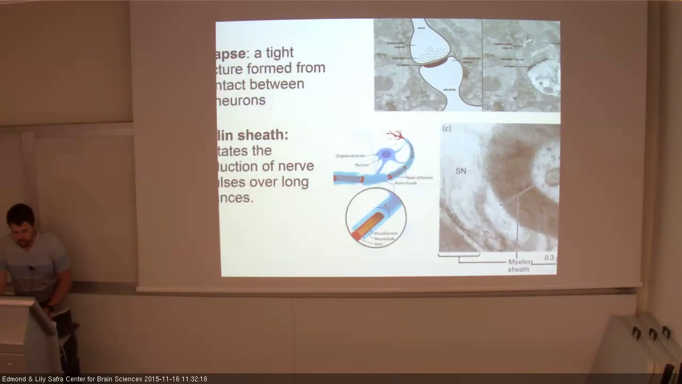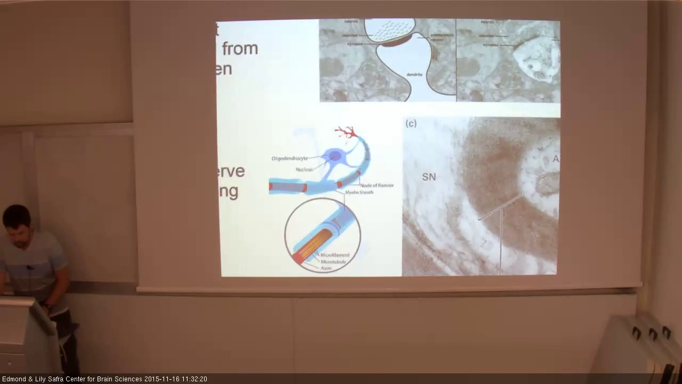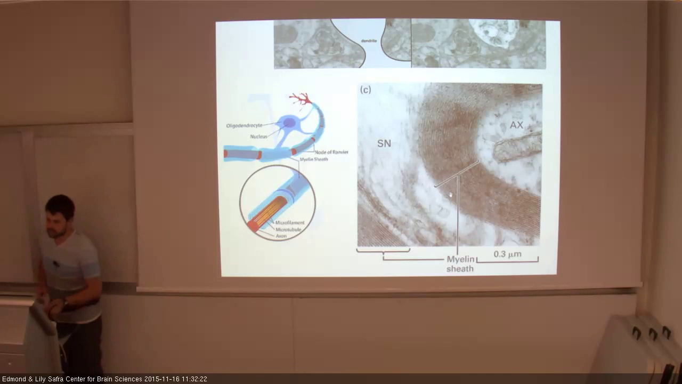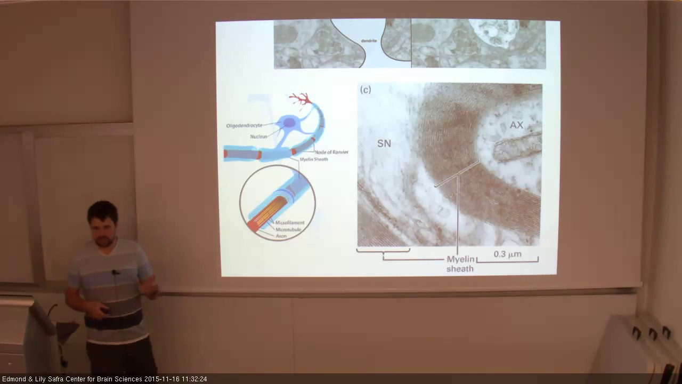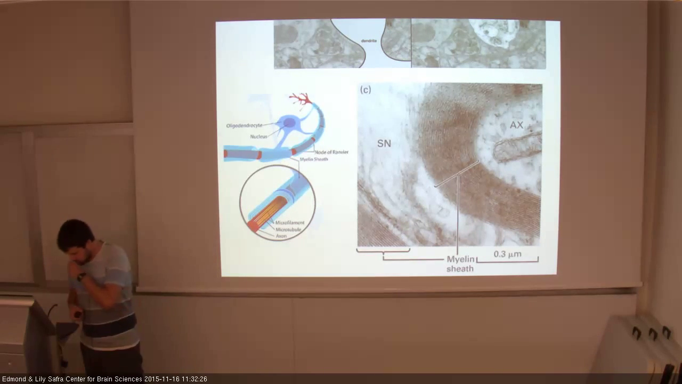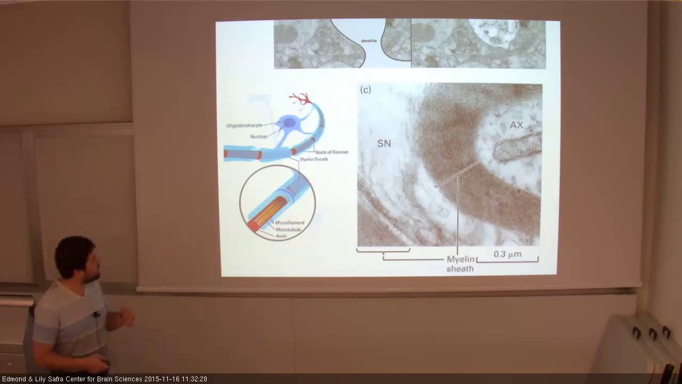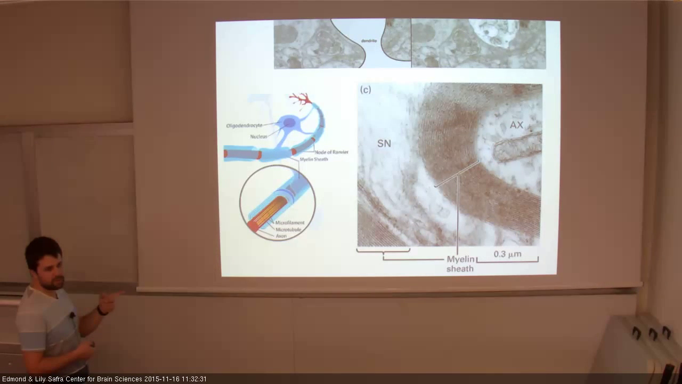And another structure that relates to the central nervous system, or the periphery also, is the myelin sheath. Did you ever hear about the myelin, like how it's formed and stuff like that? I just want to know, in general.